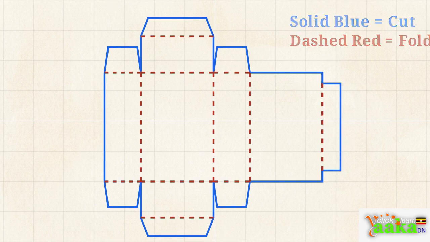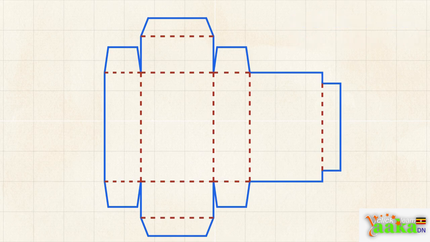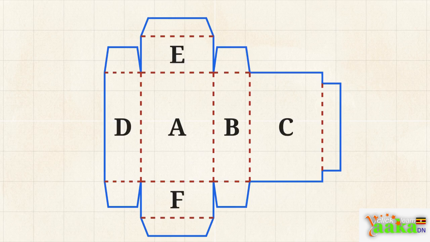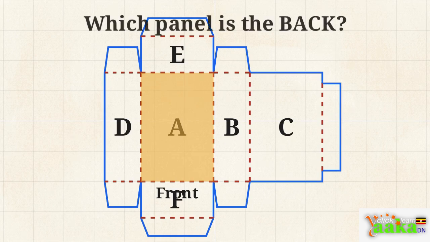The difficulty lies in visualizing how this flat map behaves in physical space. When you apply graphics to a net, you must know exactly where they will end up once the box is folded. Let's test your spatial awareness. If face A is the front of our soapbox, which letter will become the back panel directly opposite it? Take 5 seconds to mentally fold along the dashed lines. The answer is face C.